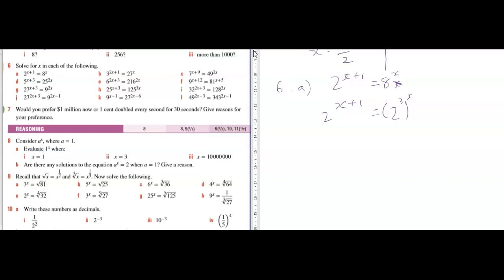So what do we got? Oops, let's just expand this first. So 3x. Okay, so now we've got the same base, 2. So now I've got x plus 1 equals 3x. All right, bring your x's to the same side. So I'm going to bring that x over by subtracting x. So we've got 2x, and then I'm going to divide both sides by 2. So x is equal to 1/2.